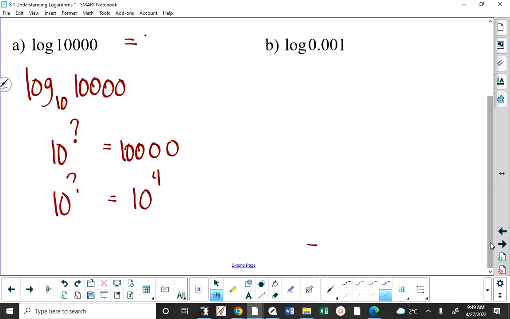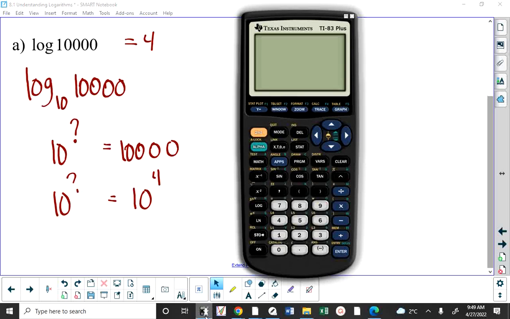How many of you knew it was equal to 4 as soon as I said, to what exponent do you raise 10 to get 10,000? A lot of people will. Okay. By the way, that's the log key on your calculator. Log of 10,000 is 4, because 10 raised to the 4 gives you 10,000.